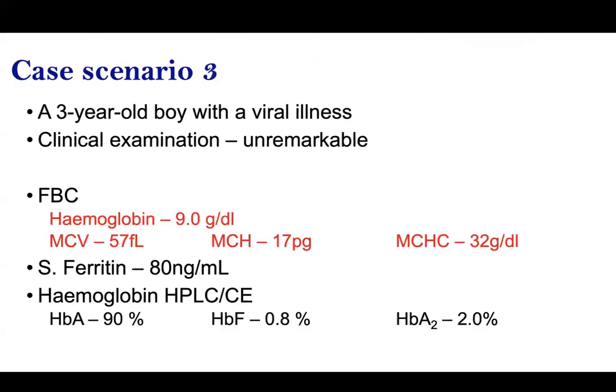Right, so that is thalassemia trait. Third case scenario: a 3-year-old boy with a viral illness. Again, a similar child, clinical examination unremarkable, same hemoglobin 9, MCV 57, MCH, ferritin 80. We thought this was going to be thalassemia trait. We did the HPLC, which has come back perfectly normal. Now what?